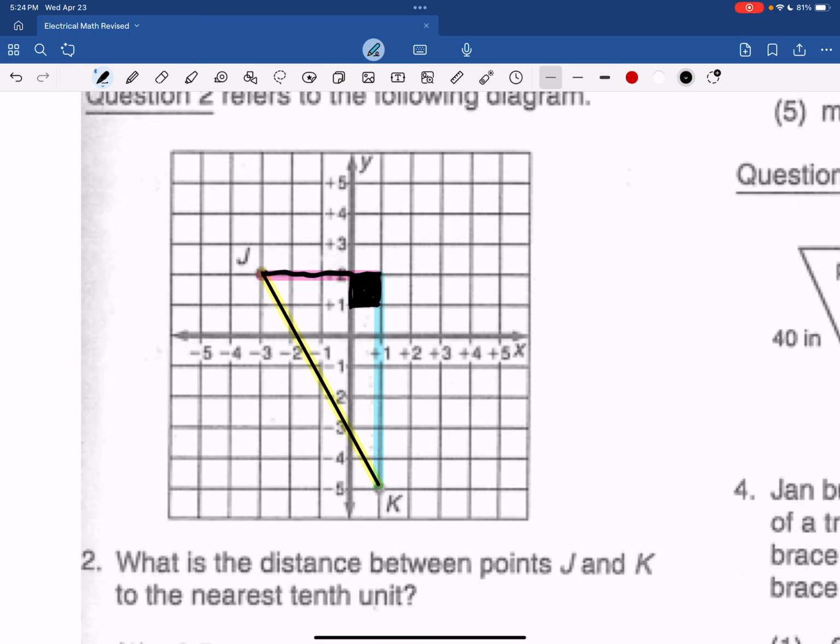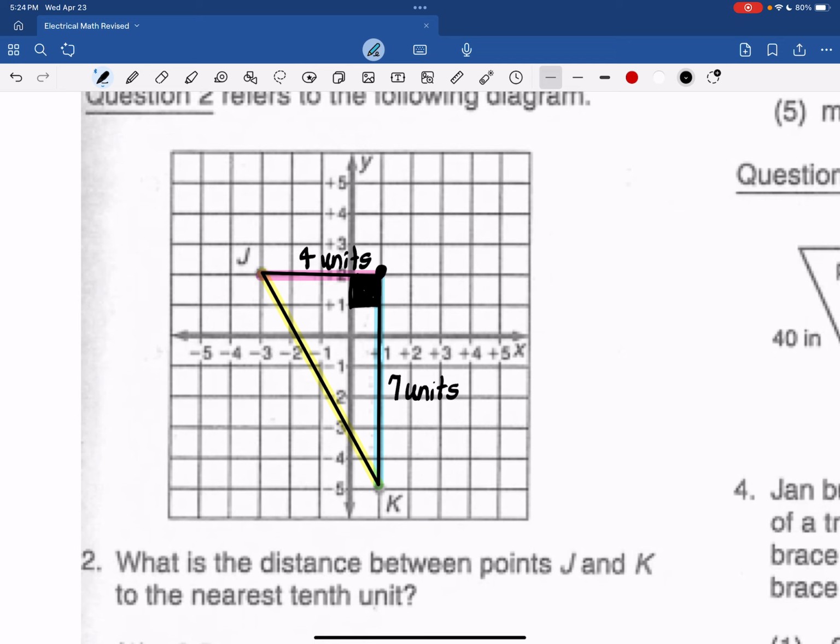Let me actually do it this way. You can see the lines if you look for them. So how am I going to find the actual numbers? All I have to do is count the boxes. So from J to this corner is 4. So this is 4 boxes, 4 units. And then from that corner down to K is 1, 2, 3, 4, 5, 6, 7. I'm just counting the boxes. So this is 7 units.